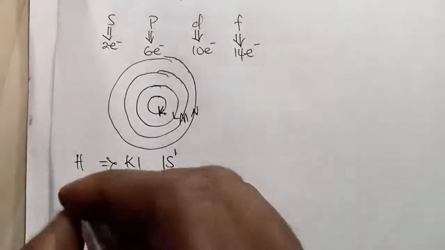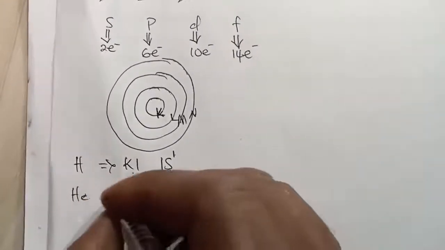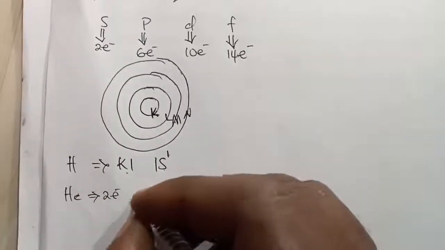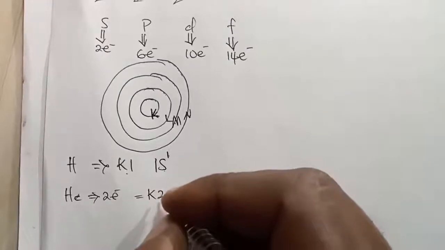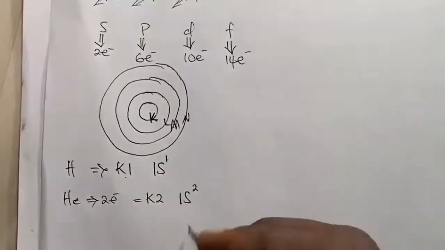And if we have helium, helium is 2 electrons. So 2 electrons, it means that K having a maximum of 2 will take those 2 electrons. So 1s will also take that too.